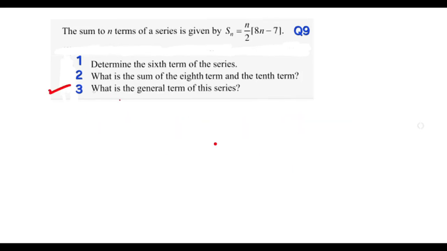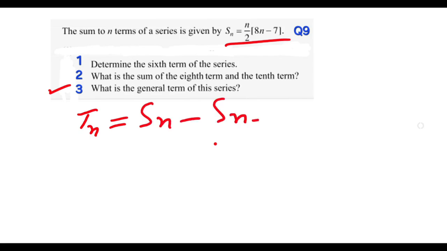The last question, what is the general term of the series? This is the explicit formula. Explicit means direct formula, sum formula. Now we need to find the general term. So which means I'm looking at Tn now. So that's going to be Sn minus Sn minus 1.